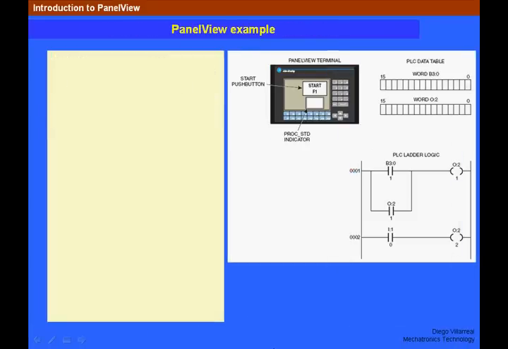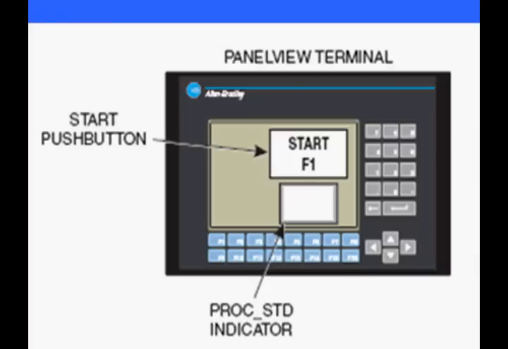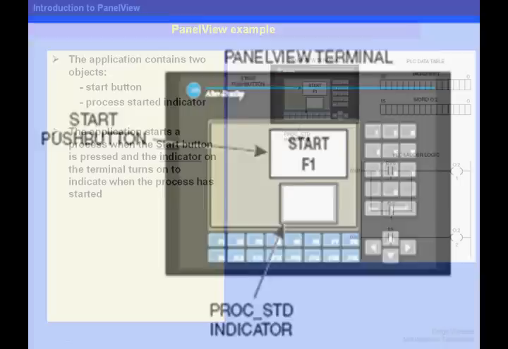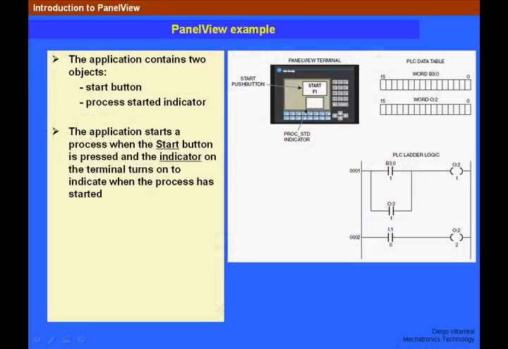Now we're going to look at a PanelView application example. This application contains two objects: the start button and a process started indicator. The application starts a process when the start button is pressed, and the indicator on the terminal turns on to indicate when the process has begun.